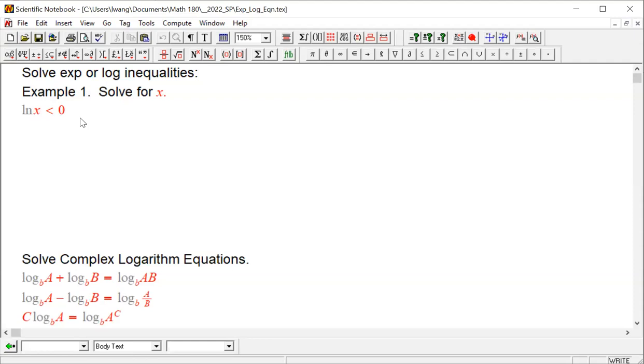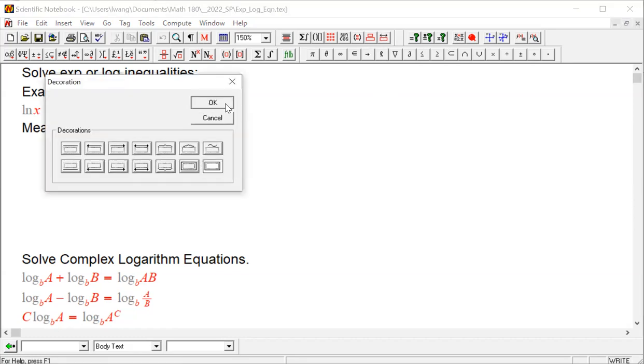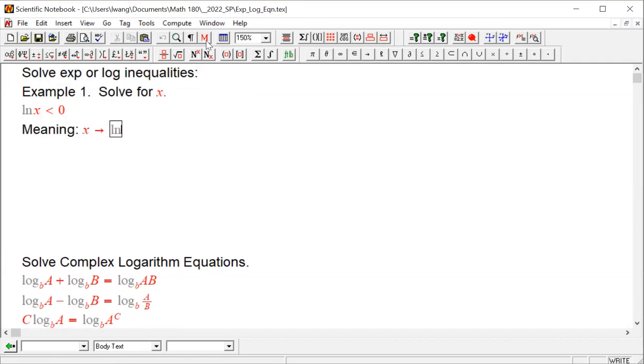First of all, of course, this is a rule. The rule of this function is ln x, and the meaning is the input is to be found. We don't know the input, but we want the output to be negative. That's what the question is all about. So we know the output, but we don't know the input. So if the output is negative, right?